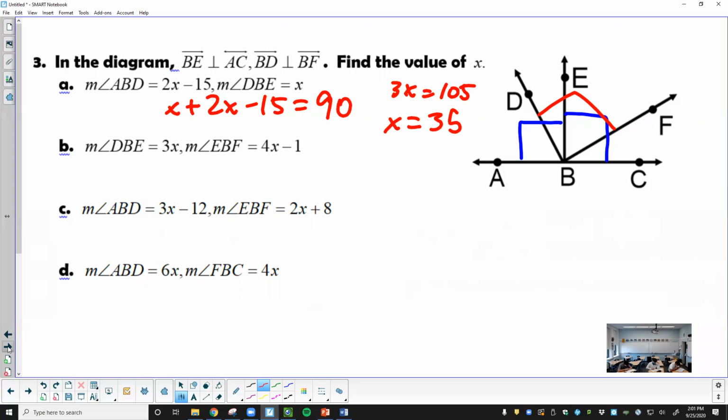DBE and EBF. How do DBE, this guy right here, and this guy right here, how do those relate? What do you think, John? They're equal to 90 degrees. They're also equal to 90. So what are we going to do to them? 3x plus 4x minus 1 equals 90. Very good. And so then that's 7x equals 91. And so then that tells us that x is 13. Anybody else agree with that?